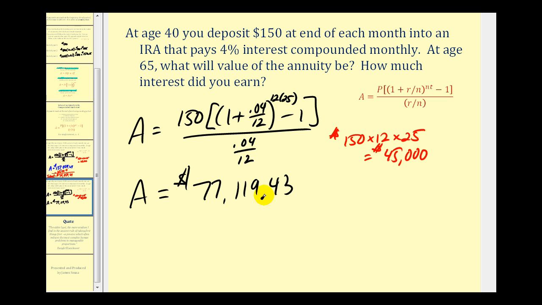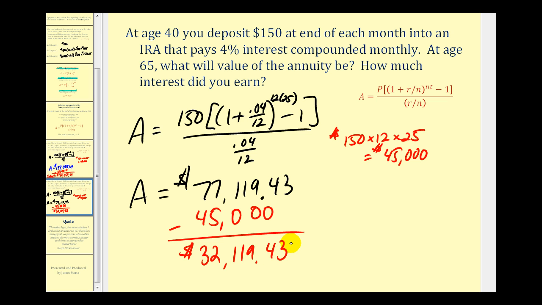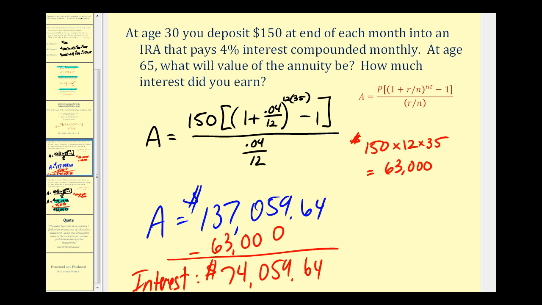So if we take the balance and subtract out the amount that we deposited, that'll tell us the total interest earned. We're going to have $32,119.43. So again, if we say for 25 years, we have a balance of approximately $77,000. We've earned about $32,000 of interest. But if we start just 10 years earlier, we have a much larger balance in the account of approximately $137,000, and we more than double the amount of interest earned.